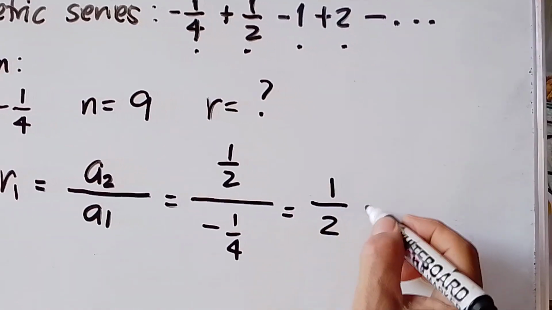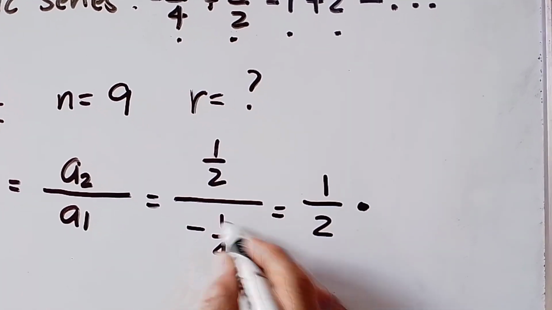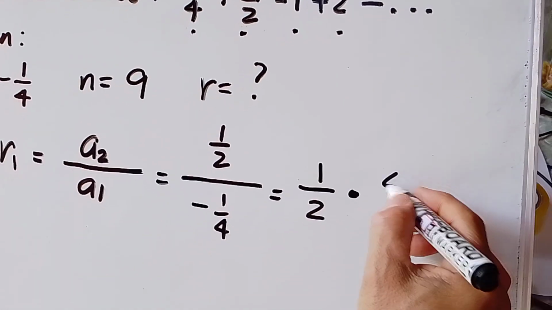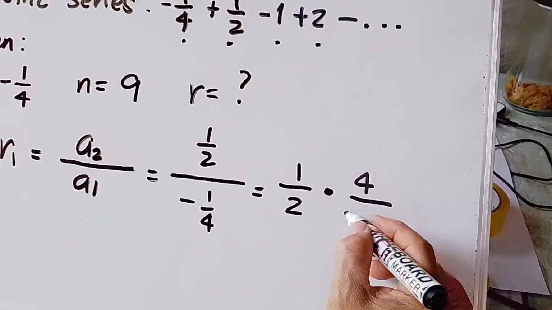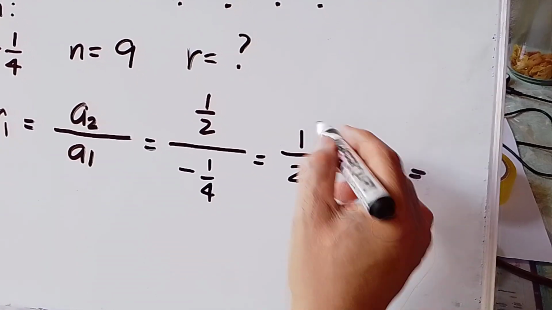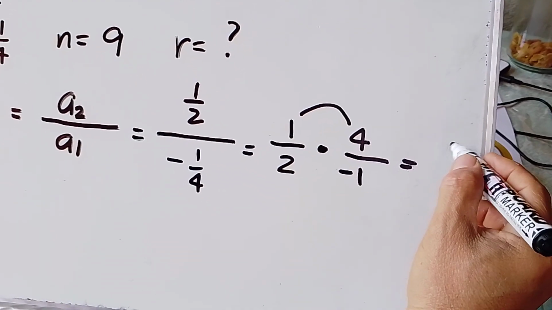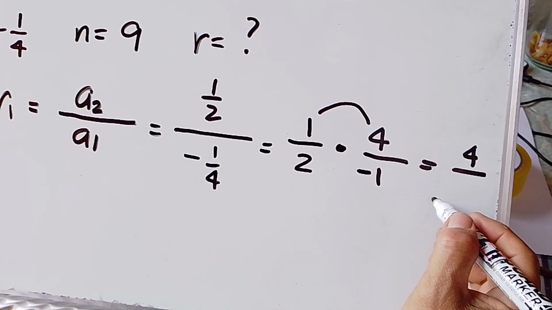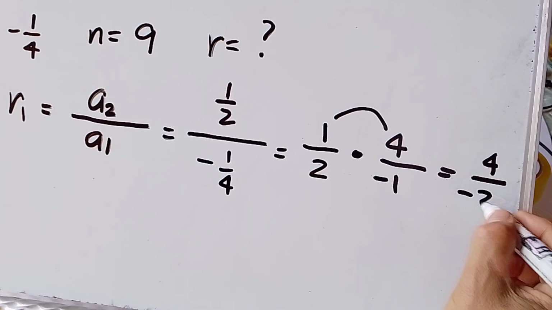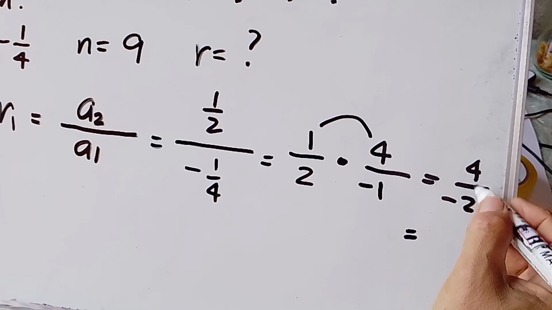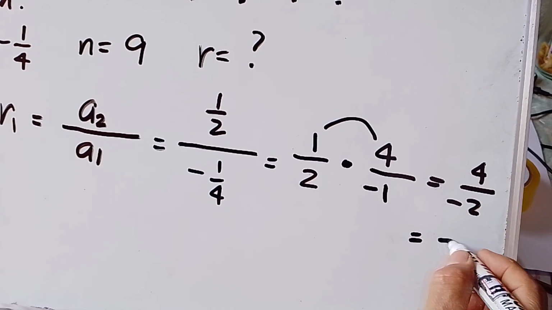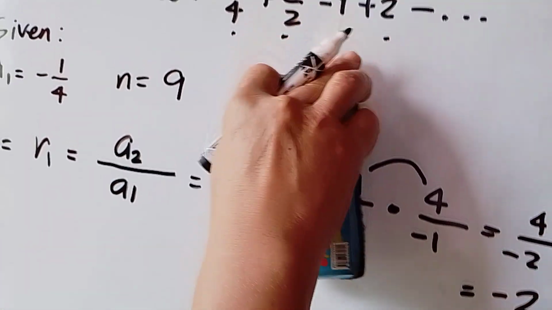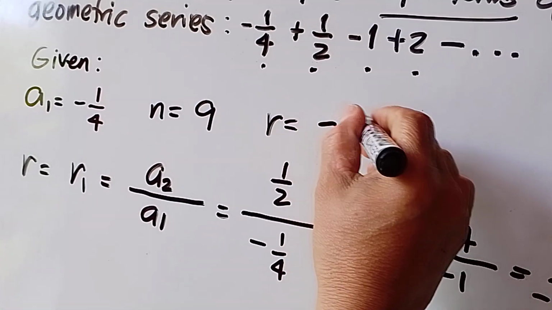And then, change this division to multiplication, and then upside down of negative 1 over 4. So, this will be 4 over negative 1. And then, multiply. 2 times negative 1, negative 1 times 2 is negative 2. So, 4 divided by negative 2 is equal to negative 2. So, I have now my common ratio: negative 2.